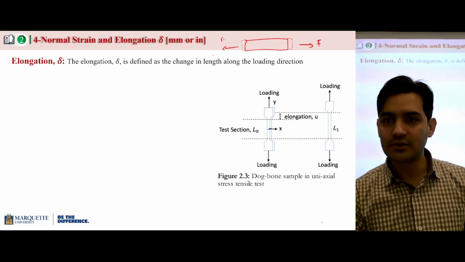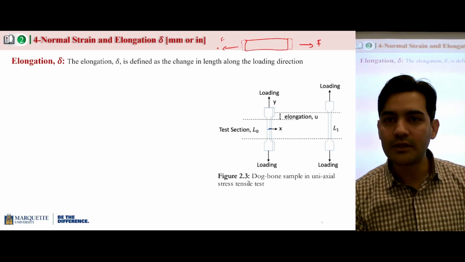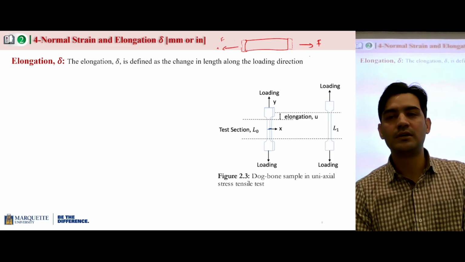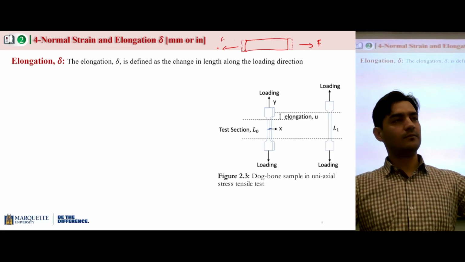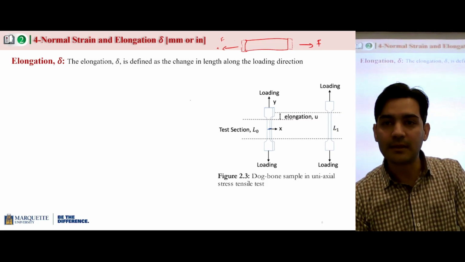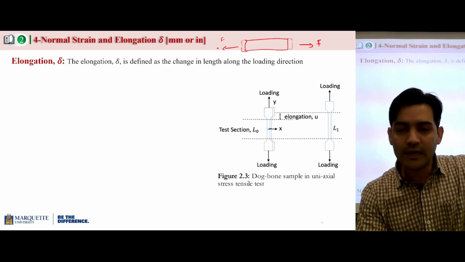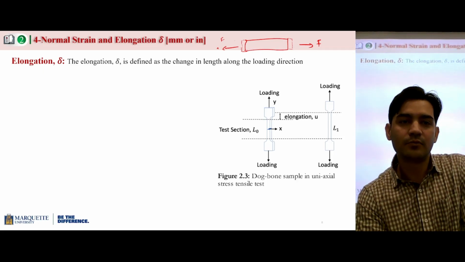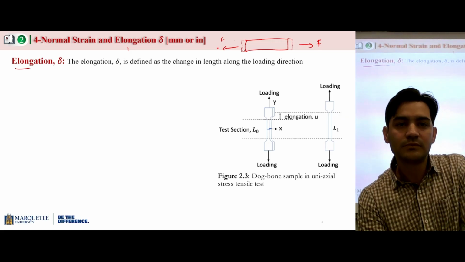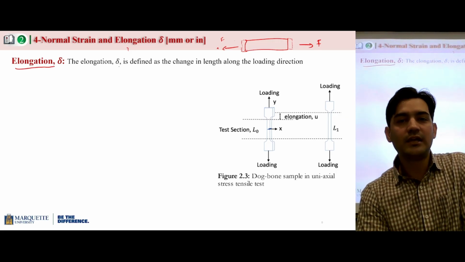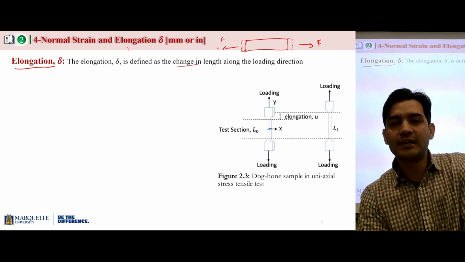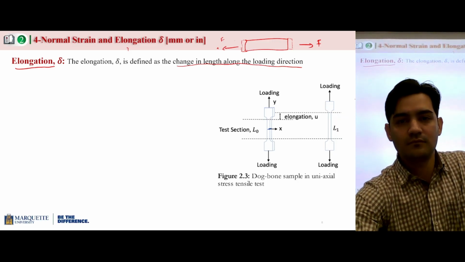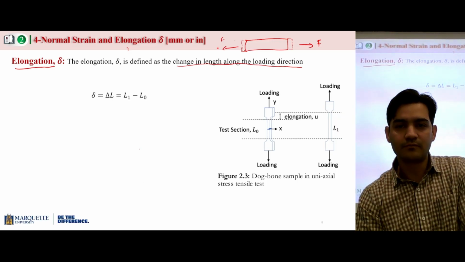So actually, this is what will happen. The body will elongate by some amount if it's a tensile force, and if it's a compressive force, the body will compress a little bit. We can calculate this stretching by the term we call elongation. By definition, elongation is defined as change in length along the loading direction. And that's the formula for elongation.